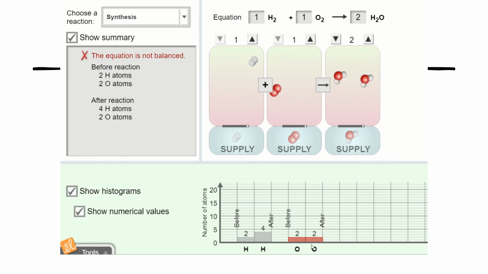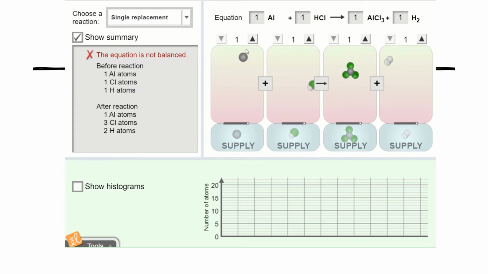So that you can see while oxygen was fixed, hydrogen was not. So now it is still unbalanced. So let's try and fix hydrogen on the reactant side, and voila, it is balanced. 4 hydrogen on the reactant side, 4 on the product side. 2 oxygen on the reactant side, 2 oxygen on the product side.